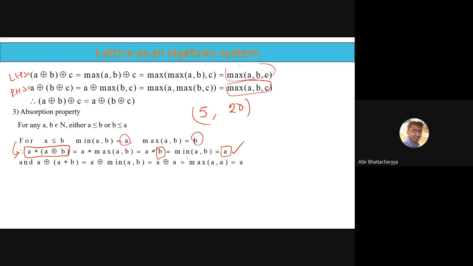Now the next one, the second absorption law, that is A plus circle (A star B). First we work on the minimum, and the minimum of A, B equals A. Now A plus circle A, that is the maximum of A, A, is always A. So finally, in both cases we are getting the right side equal to A only.